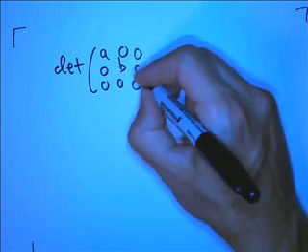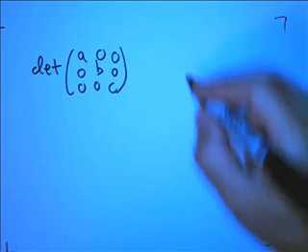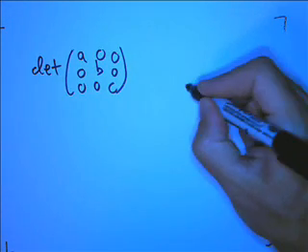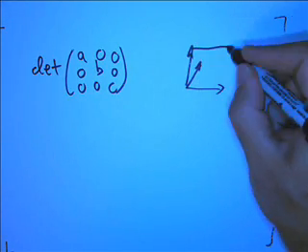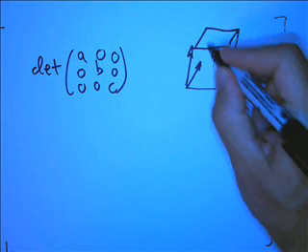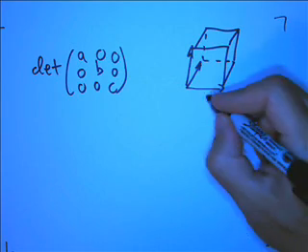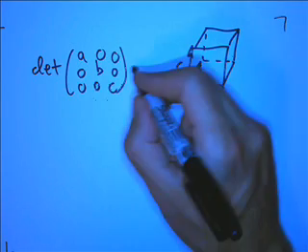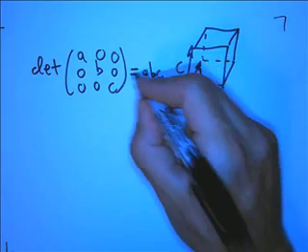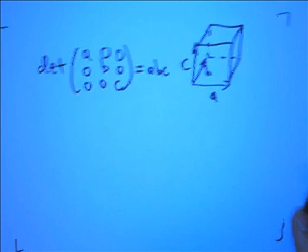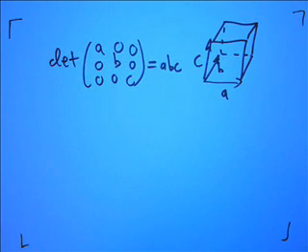Let's think about the geometry of that simple case. That's when they're along the coordinate axes, and this is a rectangular parallelepiped, or a rectangular box. And that should be A, B, C. Okay? And what else do we expect?